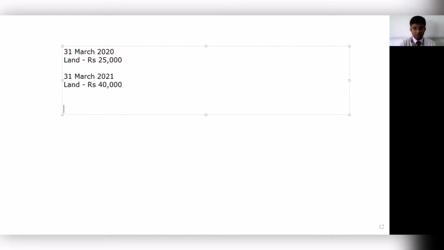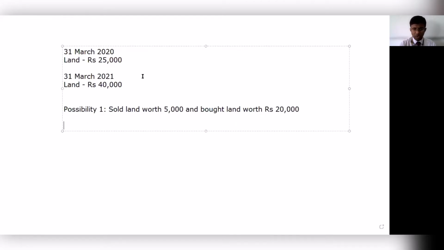Let me give you a possibility. One possibility is you could have sold land worth 5,000 and bought land worth 20,000. Another possibility would be you sold land worth 25,000 and you would have bought land worth 40,000.